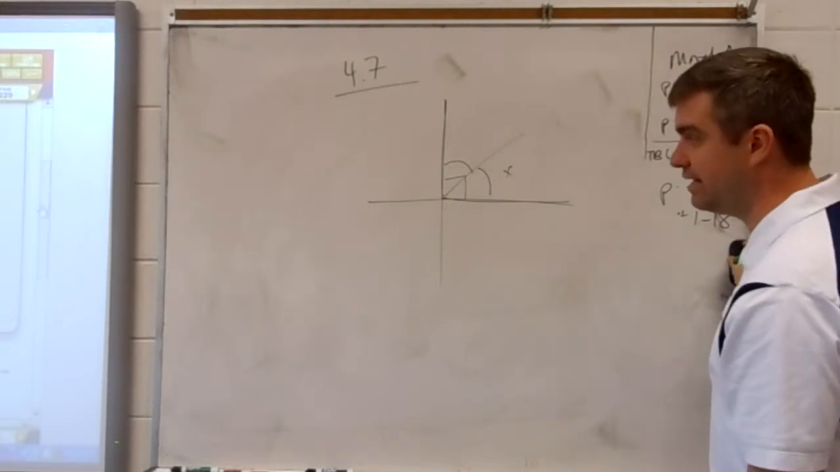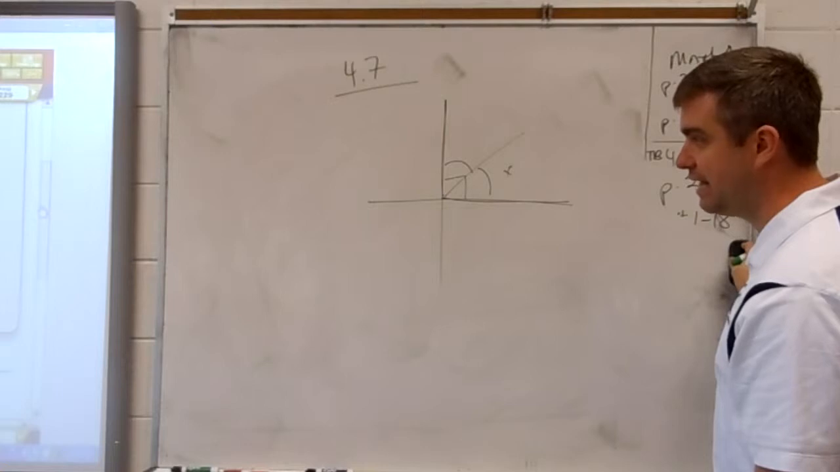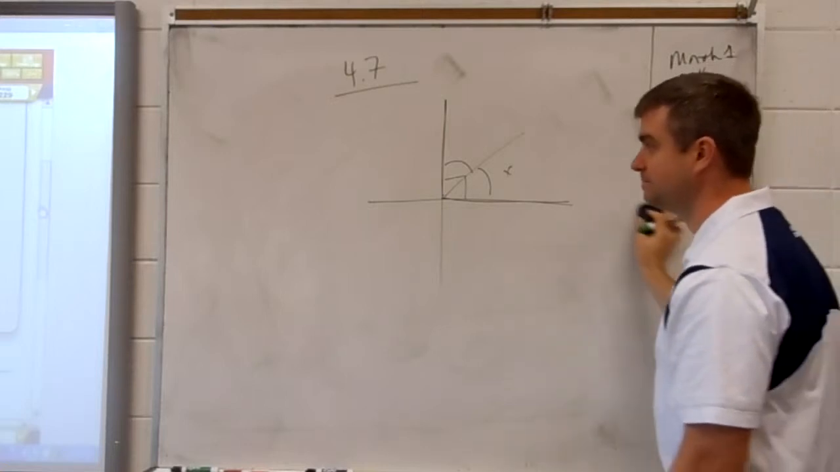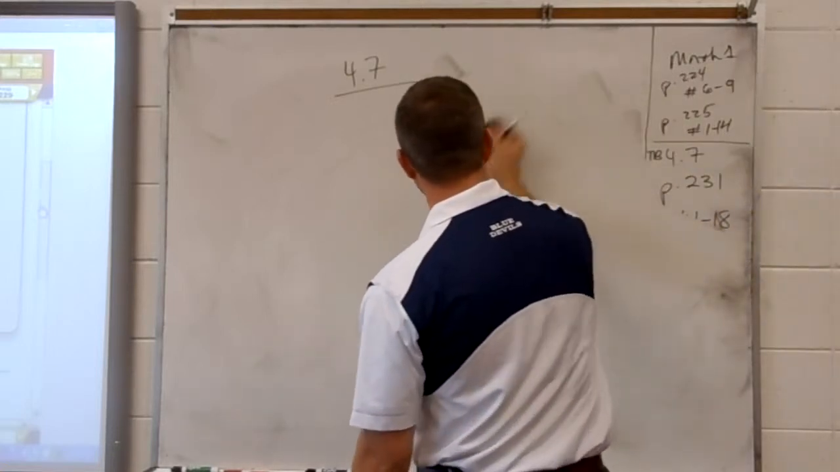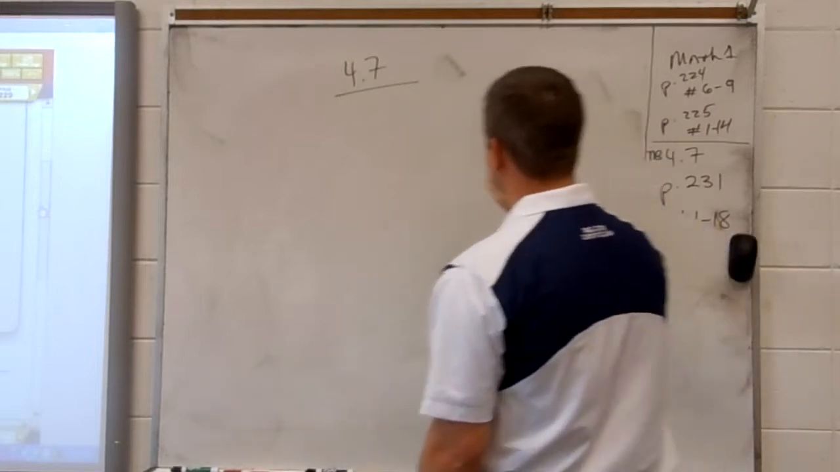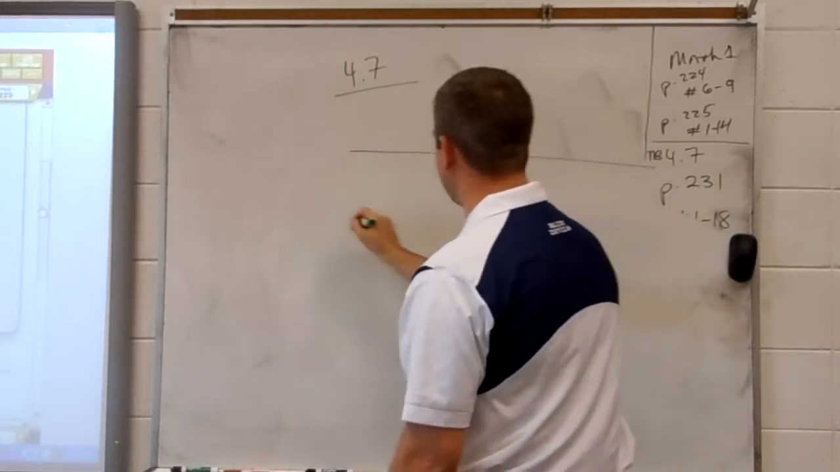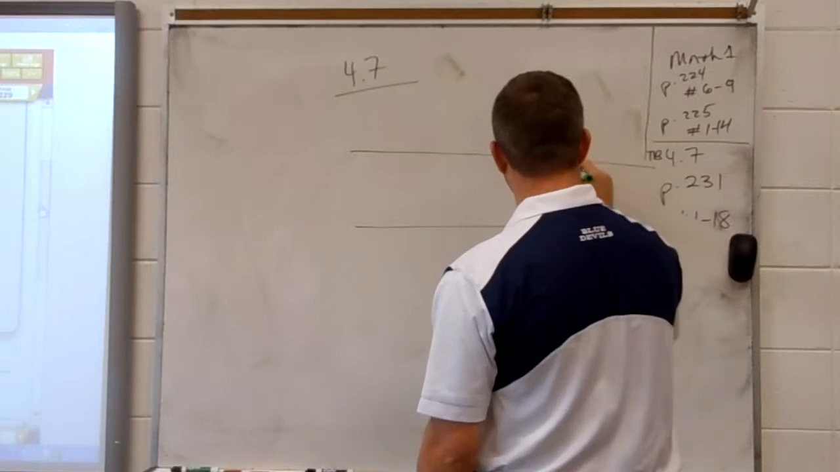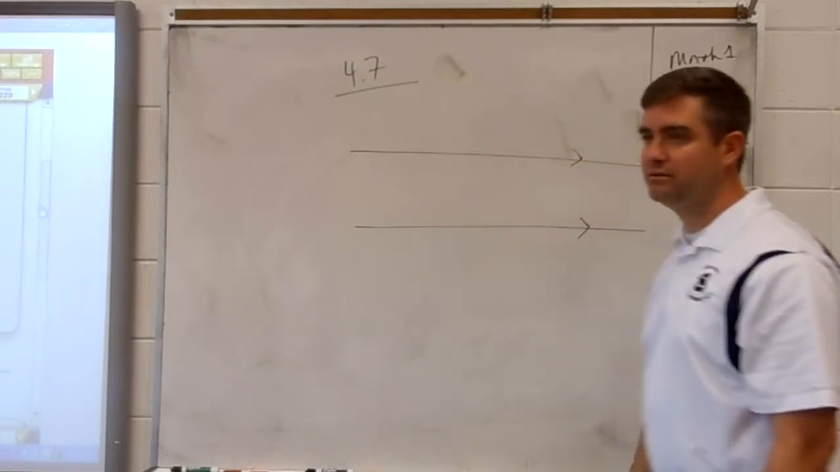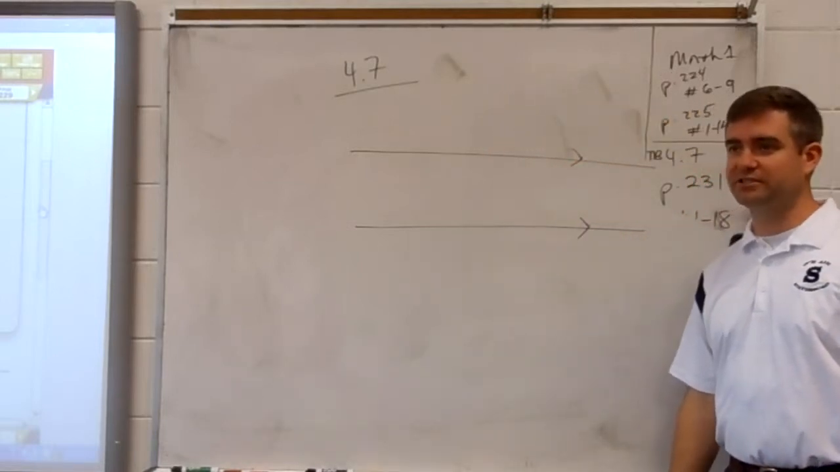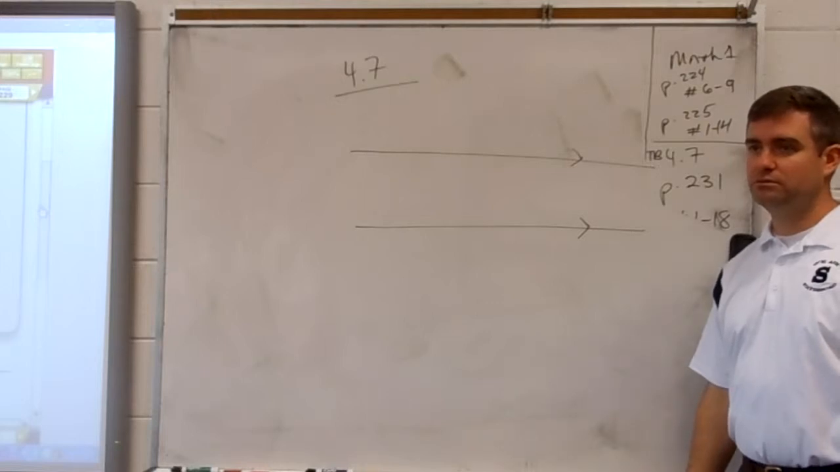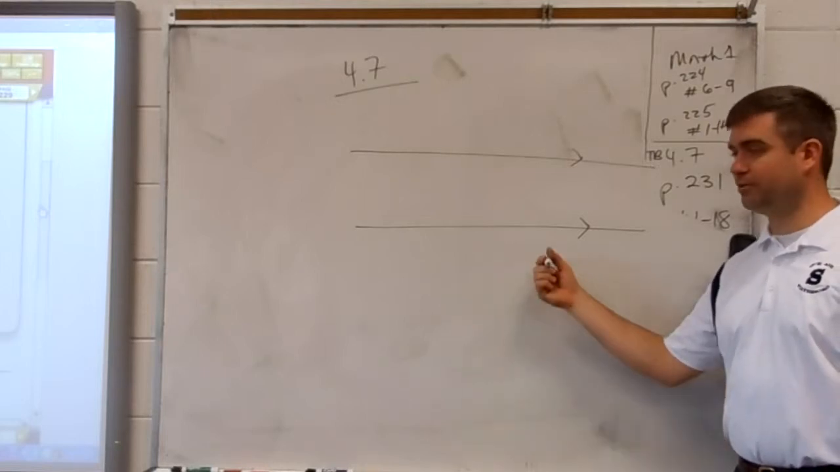Ben, read out the next one for me. Nice and loud. 4.10. If a transversal is perpendicular to one of the two parallel lines. All right, stop right there. So we got parallel lines, right? We do the little dart. That tells us parallel. Okay, how do I draw my transversal? How do I draw a transversal to parallel lines?